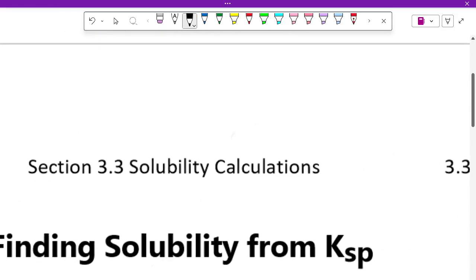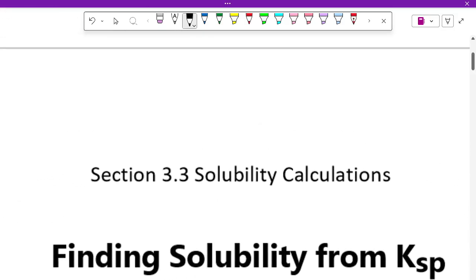And before we start, everybody define, not KSP, please define solubility for your neighbor. Tell them what is the definition of solubility. A substance that can be dissolved.